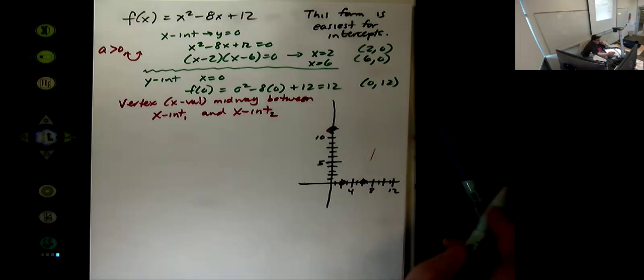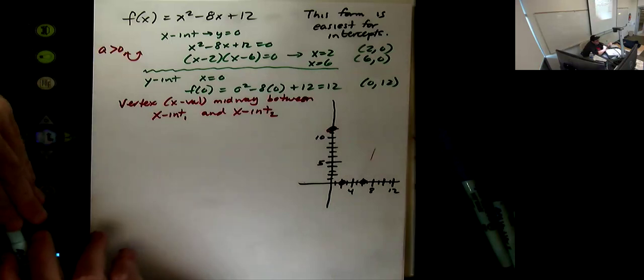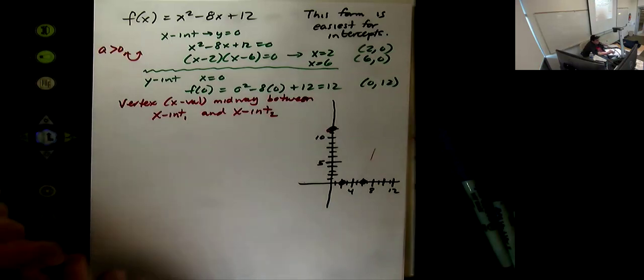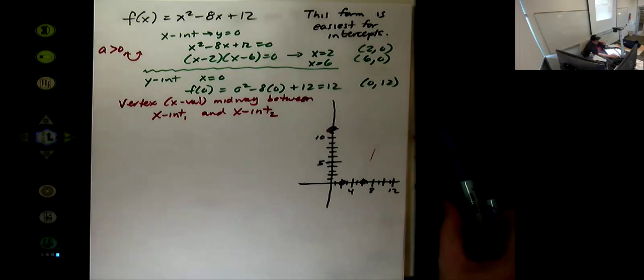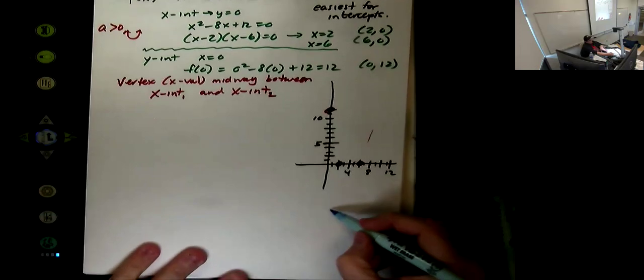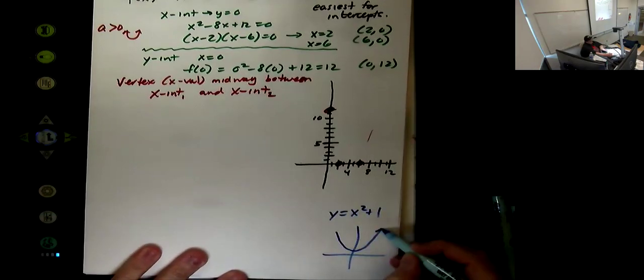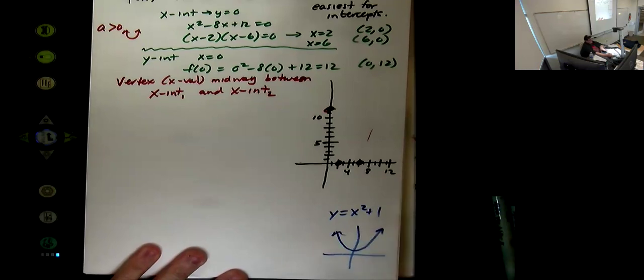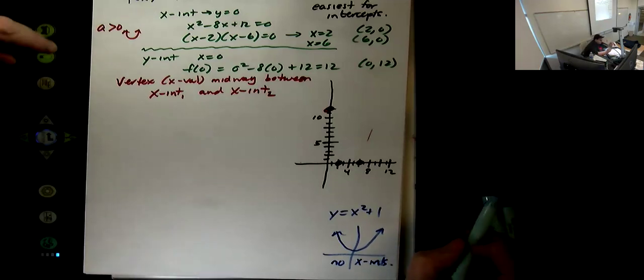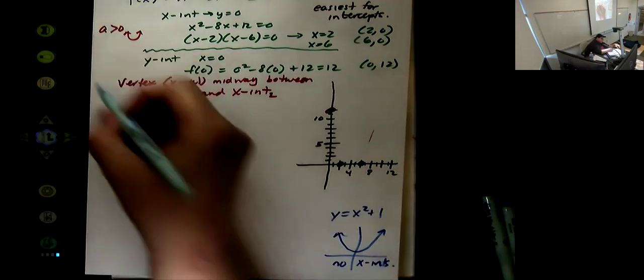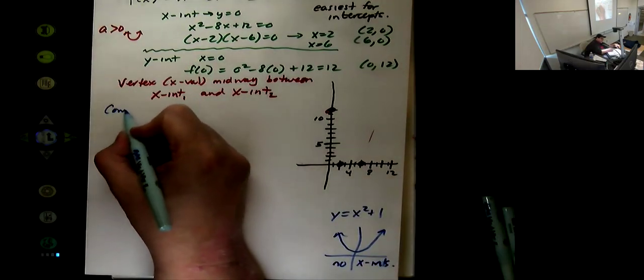The reason why I say tends to be is because we don't always have intercepts. Not every graph crosses the x-axis. y equals x squared plus 1 does not cross the x-axis, so there are no x-intercepts. So you can't always use that for information. So let's treat this now. Let's go on to complete the square.